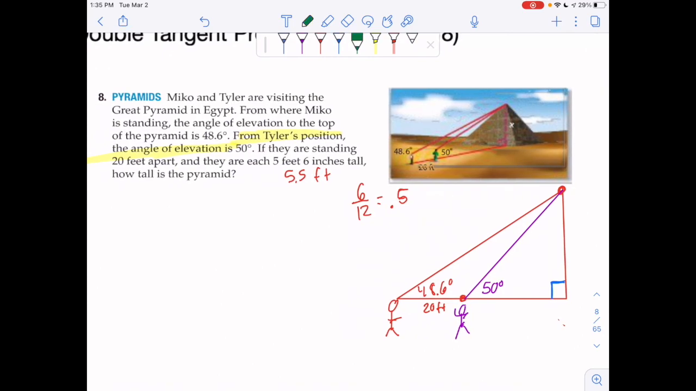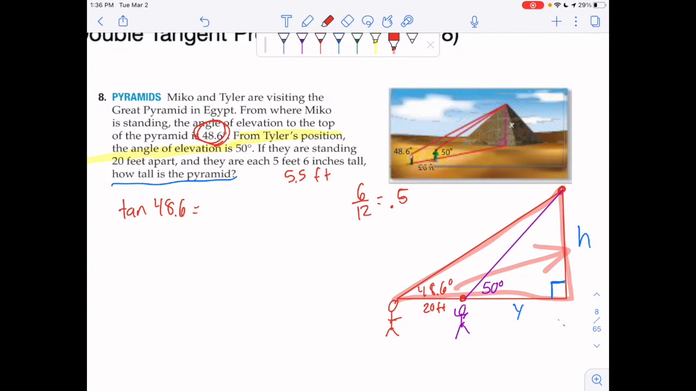You do need to set up your variables, okay? So let's say the height of this pyramid, which you're trying to find, is going to be h. And you just make up a variable, let's call this y. Okay? So again, the reason they call it a double tangent problem is because with the two angles you have here, you set up tangent problems. So tangent 48.6 equals opposite over adjacent. You're looking at this whole big red triangle, so your opposite is h, over my adjacent, the whole bottom here, which is 20 plus y, okay?